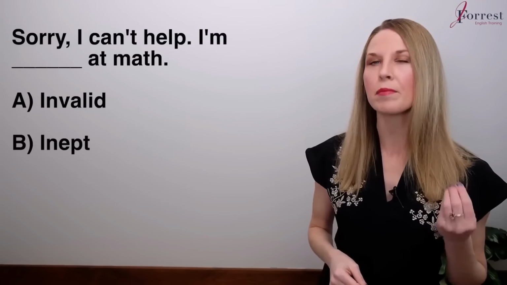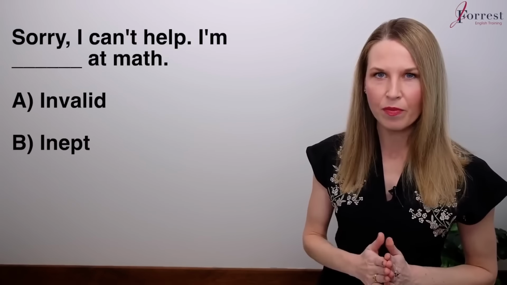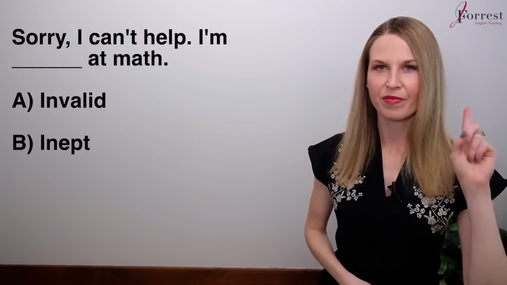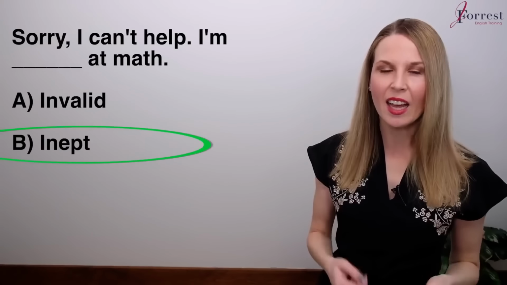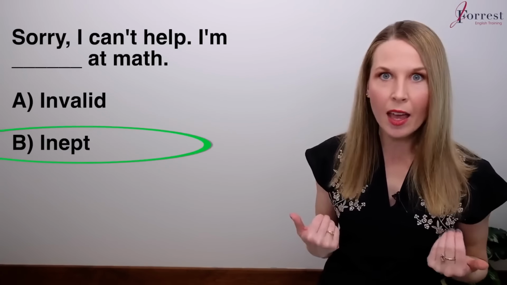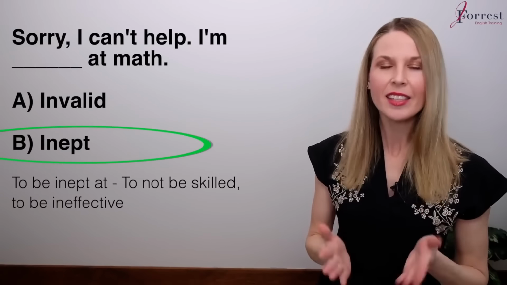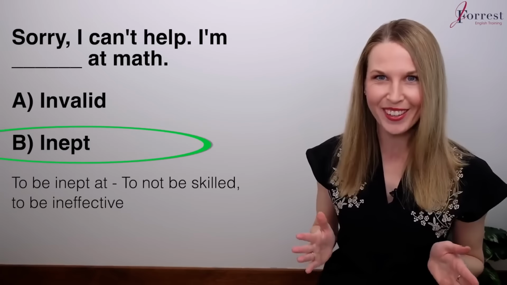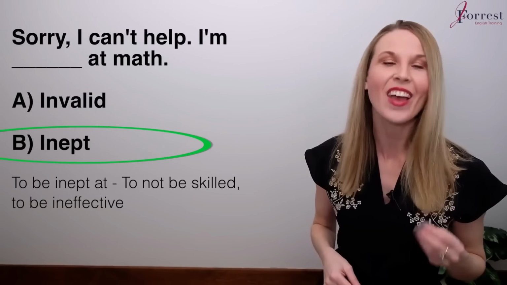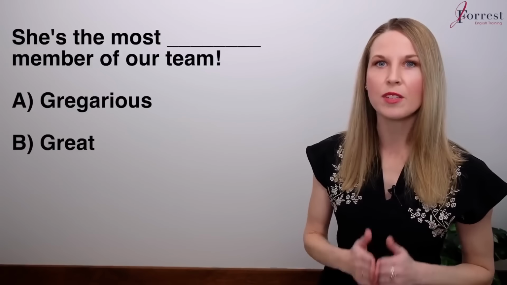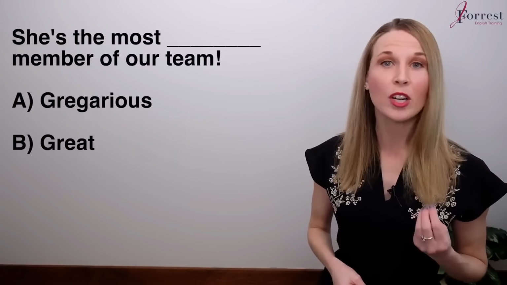Question three. Sorry, I can't help. I'm at math. A or B? B, inept. I'm inept at math. To be inept at something, this means to not be skilled or to be ineffective at something. I'm inept at math.